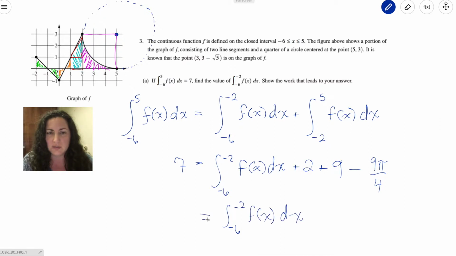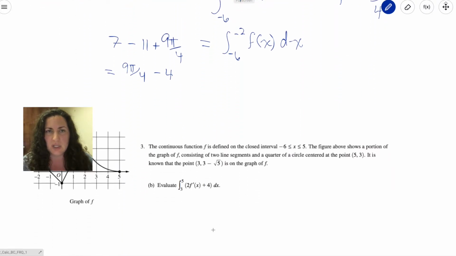So it's going to be 7 minus (1 + 9 - 9π/4)... that is, 7 minus (11 minus 9 pi over 4), which gives 9 pi over 4 minus 4. So that's our answer for part A. Now let's move on to part B.